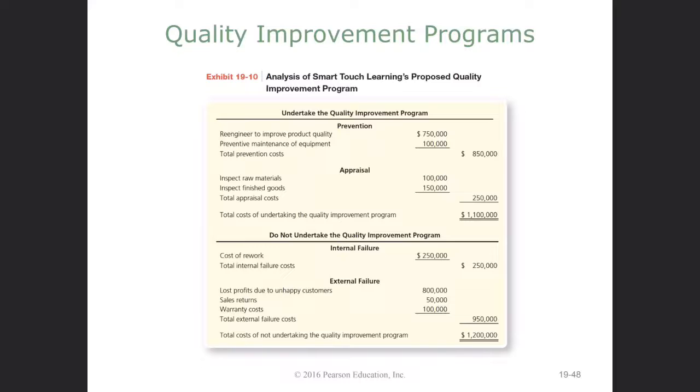So what should we do? Should we take the quality plan, or should we leave things the way that they are? Teddy, should we take the quality plan, or should we leave things the way they are?